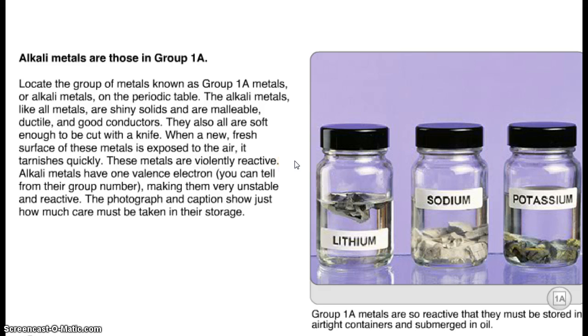The alkali metals, like all metals, are shiny solids and are malleable, ductile, and good conductors. And it says like all metals, but it should say like most metals.